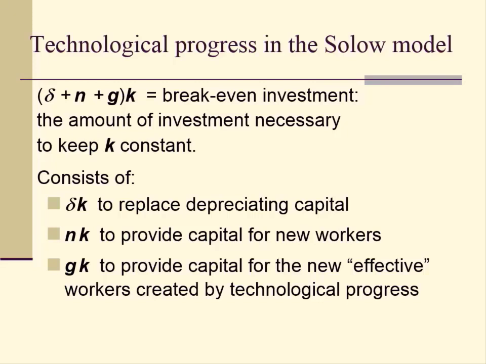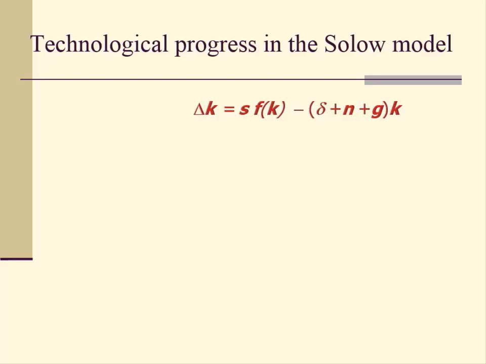So it is important for you to remember that here lowercase k is defined as capital per effective worker, that is K over L times E. And that means technological progress increases the number of effective workers at the rate g, which would cause capital per effective worker to fall at a rate g, other things equal. And the investment equal to g times k would prevent this. And this is the equation of motion modified to allow for technological progress.